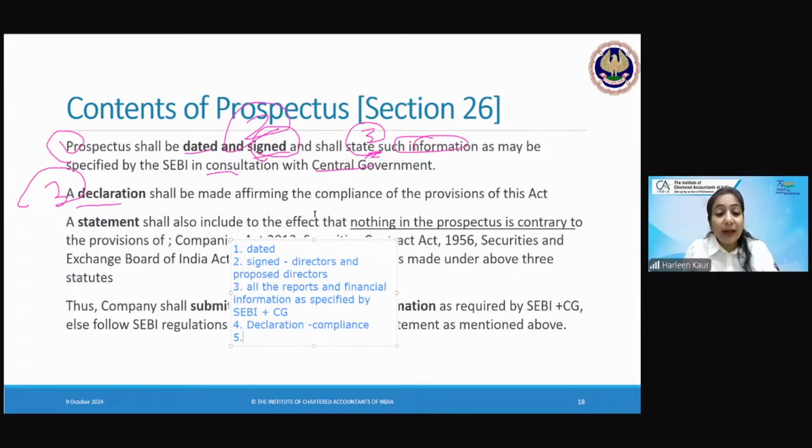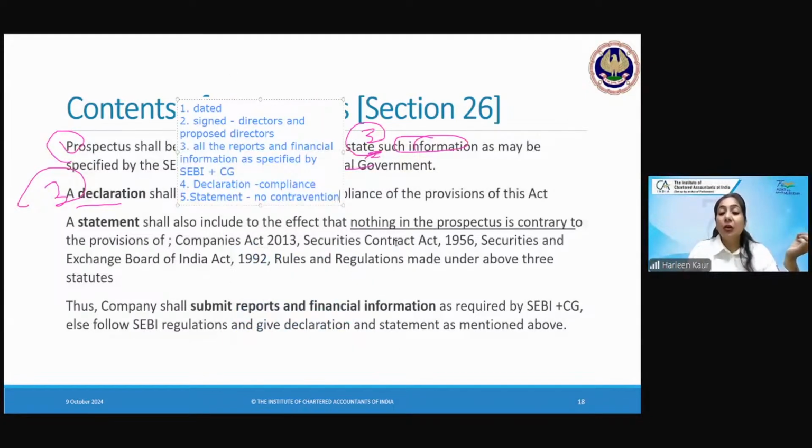And a statement has to be given. Now, what is the statement, ma'am? Statement has to be given that no contravention has been done. No contravention means no contravention. Nothing in the prospectus is contrary to the Companies Act, Securities Contract Act, Securities and Exchange Board of India, and the rules and regulations made under these three acts.